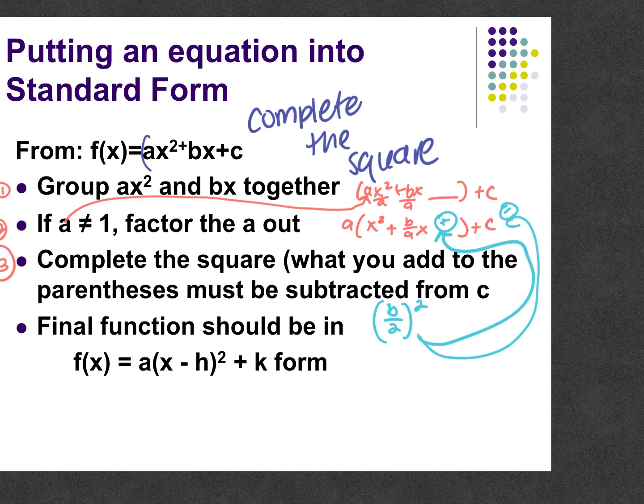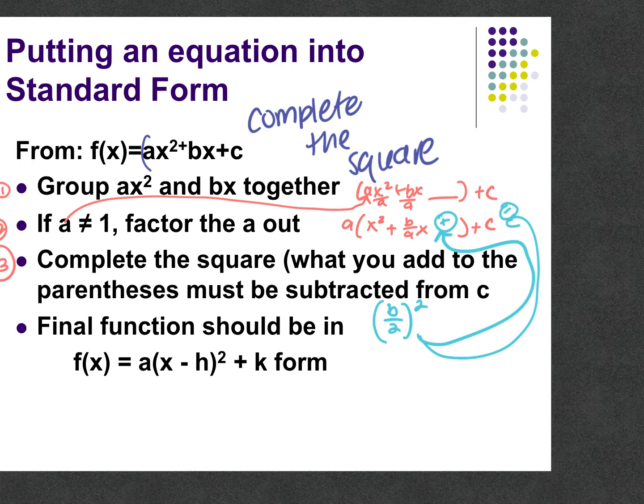Is this b over 2 because that's the number that you gave us? No, it is always b over 2. So whatever term is in the middle there, you're going to divide by 2 and then square it. And that's what we add inside that blank that we filled, and we subtract from the c.